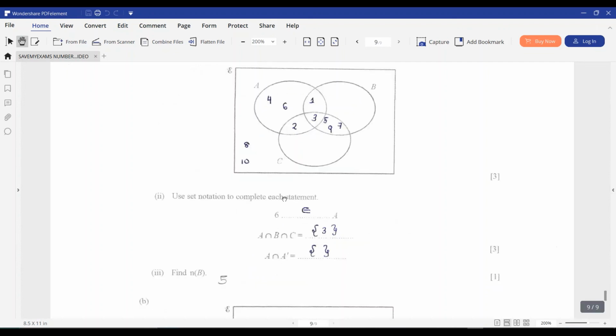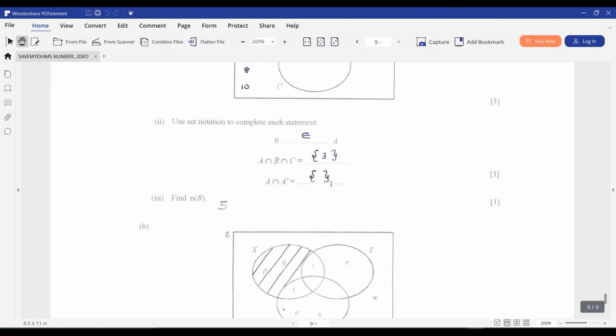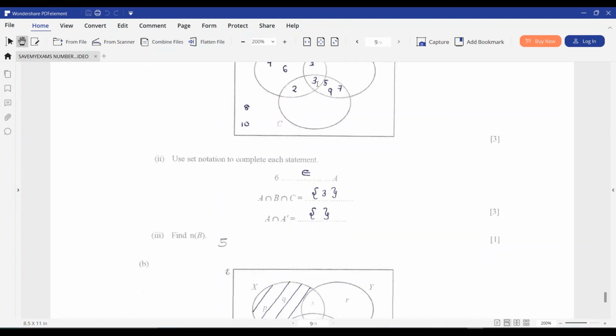Use set notation to complete each statement. 6 is dash to A. 6 is inside the set A, so 6 is a member of set A. A intersection B intersection C, that is the center, 3. So open curly bracket, put 3 in the middle, close curly bracket. That's it. Now A intersection A complement.